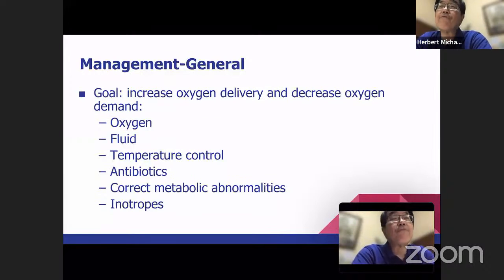And of course, after everything has been done, then we can decide, do we want to start an inotrope? So if you notice, the inotrope starting for a patient that is not a known cardiac is not the first in the list of management.